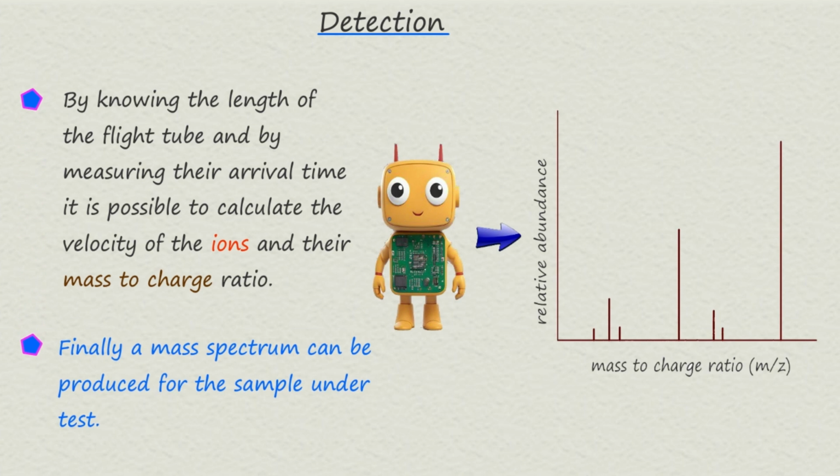Finally, the software creates a mass spectrum. This spectrum is simply a plot of the mass to charge value on the x-axis versus the intensity, that is, the proportion or abundance of ions on the y-axis. The mass spectrum provides a visual representation of the different ions present in the sample and their relative abundances.